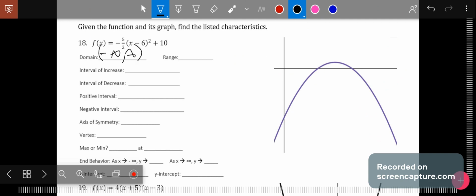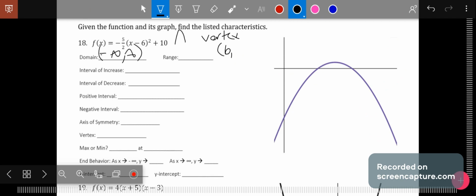Now for our range, we have to be careful. This is going to be concave down because of the negative 5 halves. And our vertex, even though it hasn't asked it yet, it's down here later in the question, can be taken right out of the equation. Remember, the negative 6 is inside the parentheses.